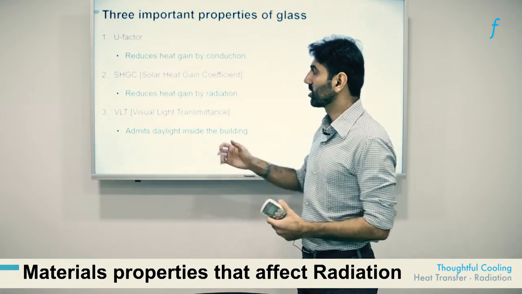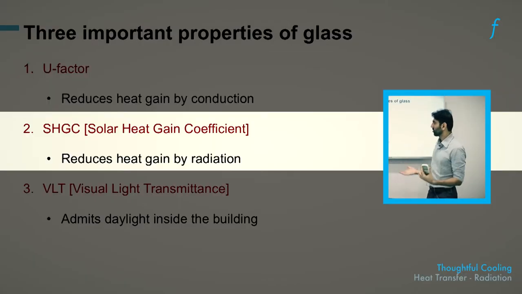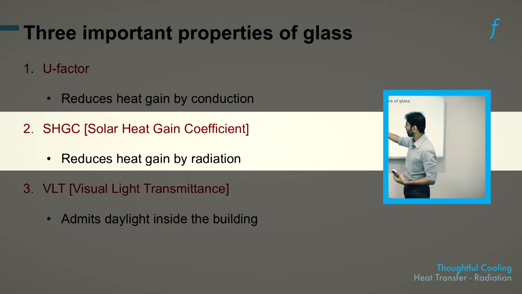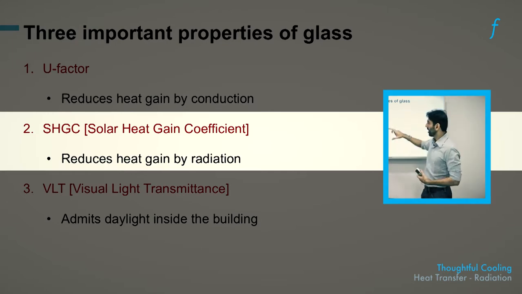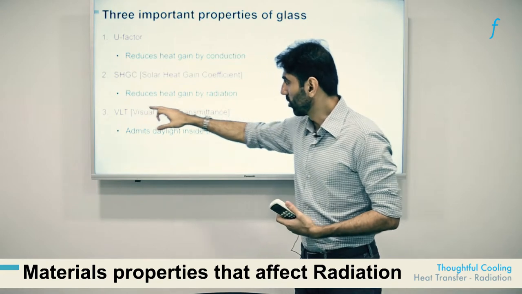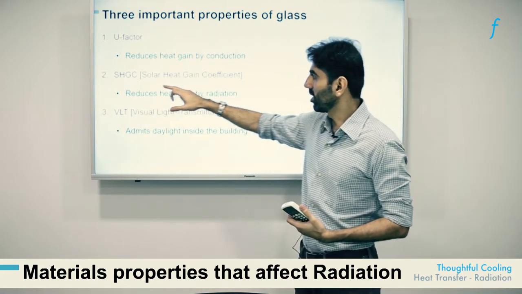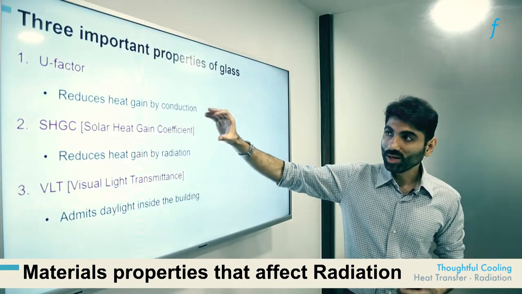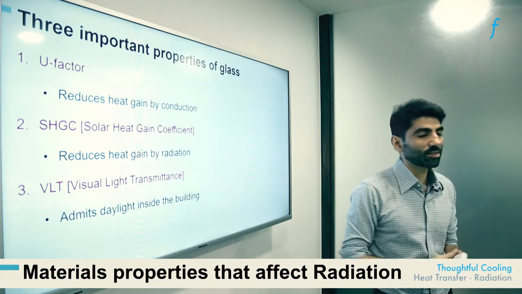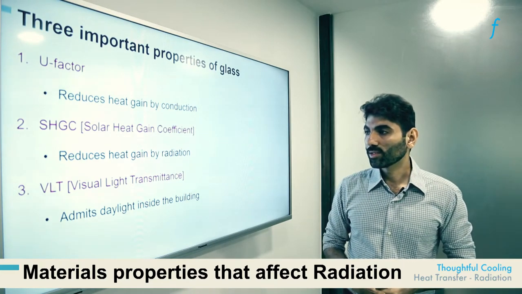The second part, which is the solar heat gain coefficient, of course, as the name indicates, this is our primary enemy, and we want to try and limit the influence of this in the building. So what you would try to do is reduce the solar heat gain. So you want a lower SHGC value, as is conventionally spoken about.